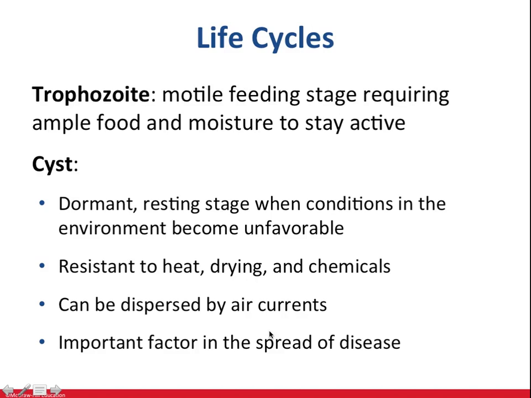So let's talk about the life cycle of the protozoa. The protozoa has two life cycle stages. One is the trophozoite. Once the protozoa live in optimal conditions, their life cycle is trophozoite. In this stage, the protozoa can reproduce. However, if the exterior condition changes, such as heat, drying, or certain chemicals, it's difficult for the protozoa to survive. So they will change to the cyst stage.